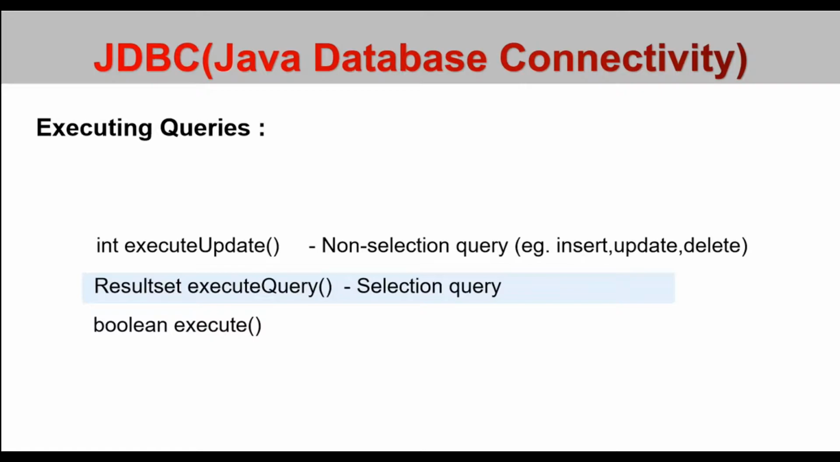As we have already discussed, for executing a query we call these methods. If you want to perform a non-selection operation like insert, update and delete, then we use the executeUpdate method. But now we want to retrieve data from the table, so we will call the executeQuery method. The return type of executeQuery is a result set object, so it will return the data in the form of a result set object. We will move to our Eclipse IDE.